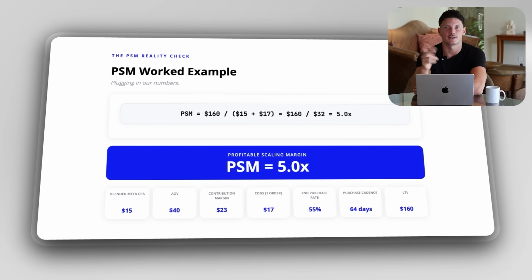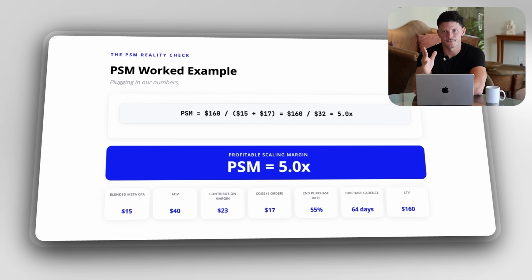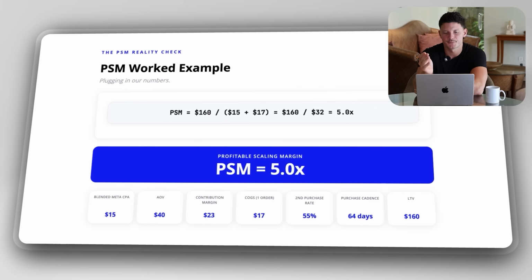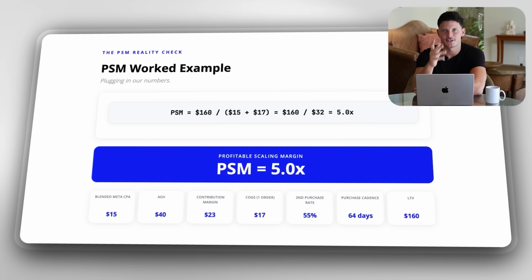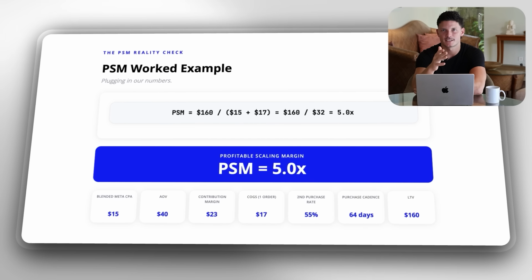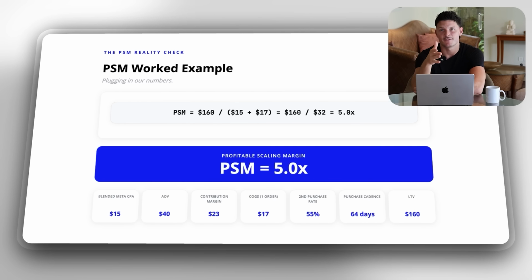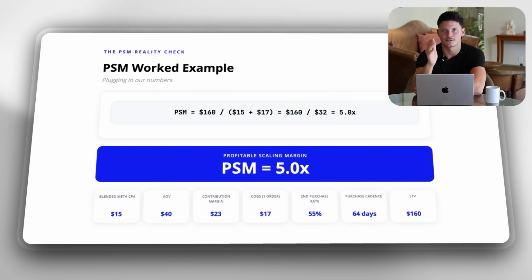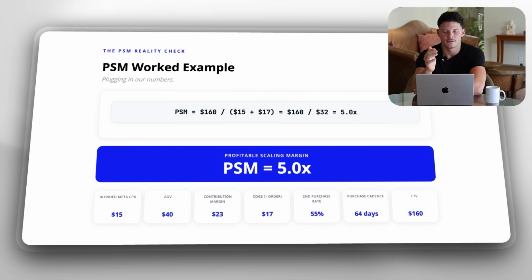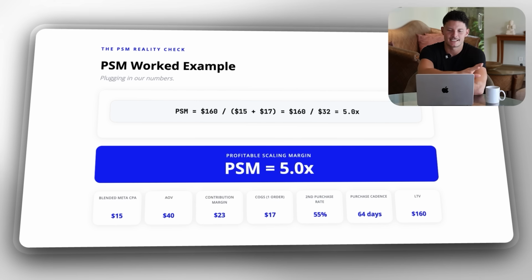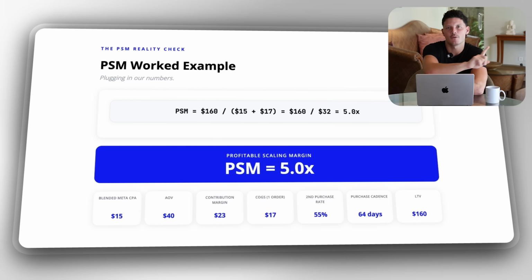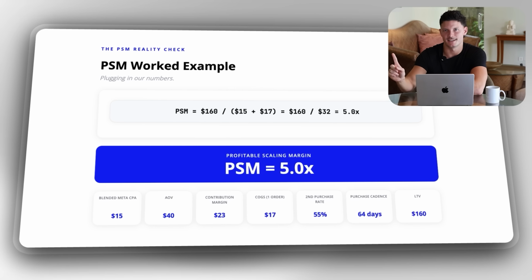So let's run the numbers for a supplement brand. Back to the green. We have an AOV of $40. We have a CPA of $15. We have a lifetime value of $160. And let's say the cost of goods sold is $17. So the calculation goes something like this: PSM equals 160 divided by (17 plus 15). That equals 5x. So if we know the front end economics, blended CPA, etc., we will know how that will behave through the funnel on the back end.